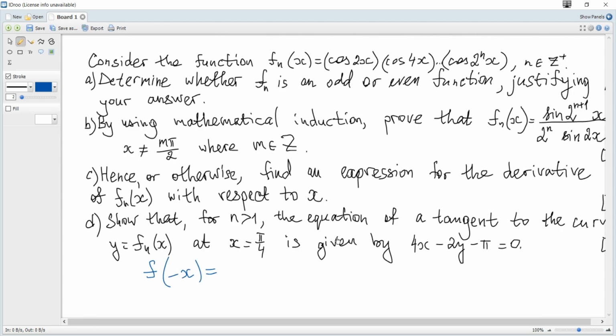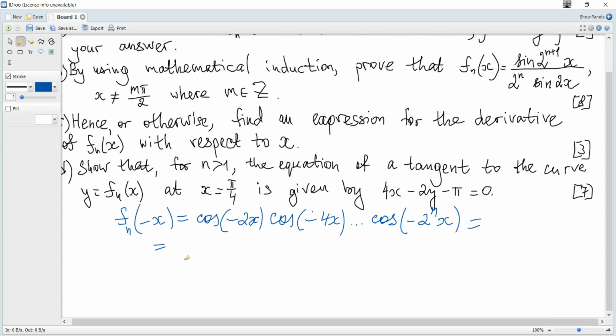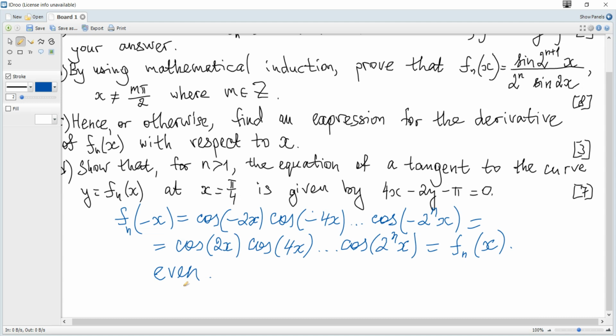So we write f_n of negative x becomes cosine of negative 2x multiplied by cosine of negative 4x, and so on, cosine of negative 2 to the power n x, and it is equal to cosine of 2x, because cosine is an even function itself, cosine of 4x, and so on, cosine of 2 to the power n x, and hence we get that it is equal to just the function. Hence it's an even function.